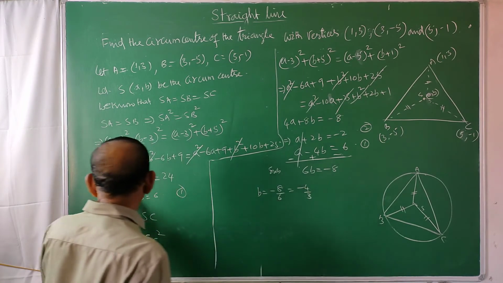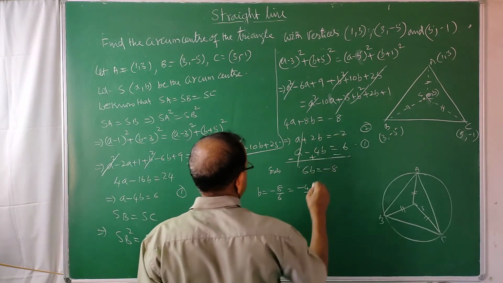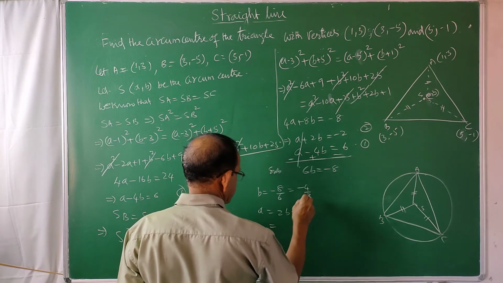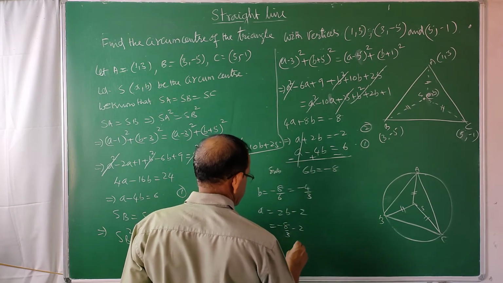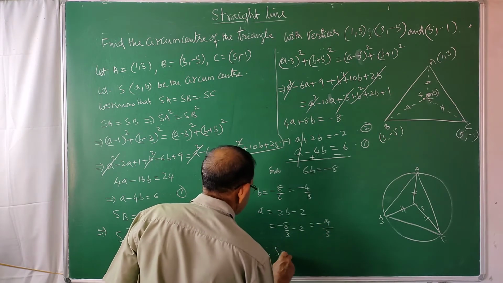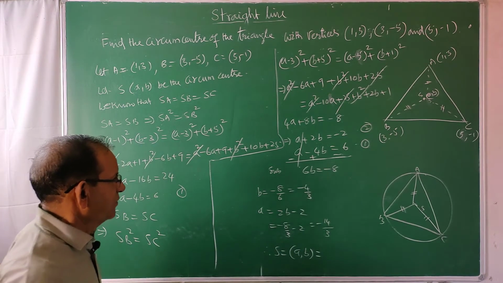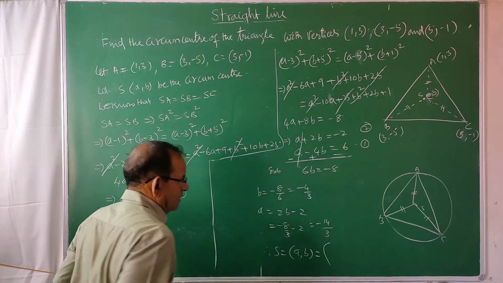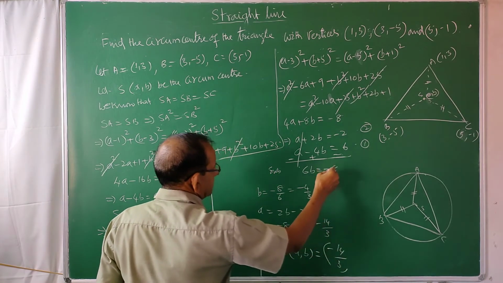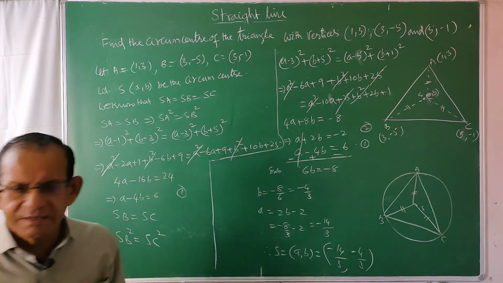Then what about a? a is equal to minus 2b minus 2, equal to minus 2b means minus 8 by 3 minus 2, that is minus 14 by 3. Therefore, S is equal to circumcenter, that is (a, b) is equal to (minus 14 by 3, minus 4 by 3). So that is the circumcenter.